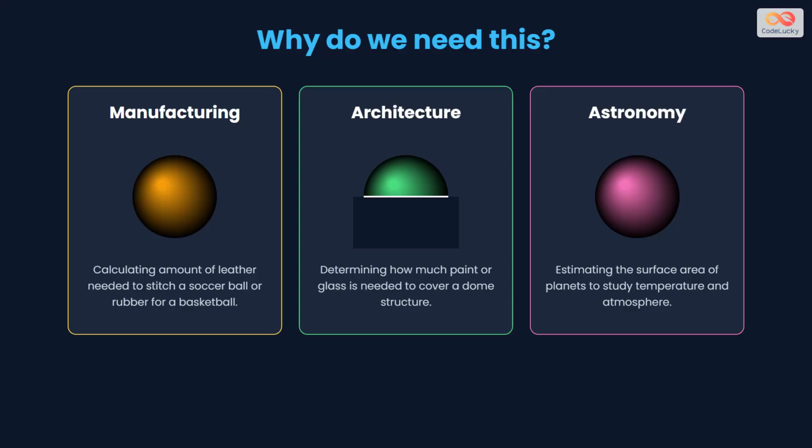Why is this useful? Engineers use this formula to calculate materials. For example, determining how much leather is needed to stitch a ball, how much glass is needed for a round dome in architecture, or for astronomers studying the surface of planets.